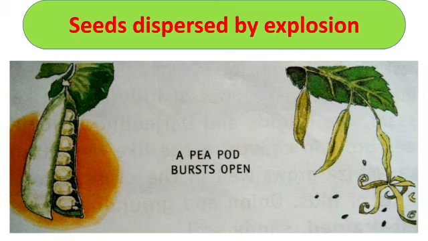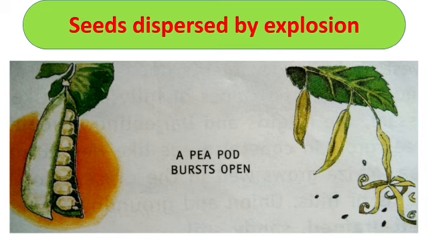What you see is a pea pod. When the pea pod is dry, the pod of a pea bursts open or explodes, suddenly opening. And dry peas come out from the pea pod and scatter with full force. The seeds scatter here and there. So this type of scattering is due to explosion of the seeds. Now this was all about dispersal of seeds.